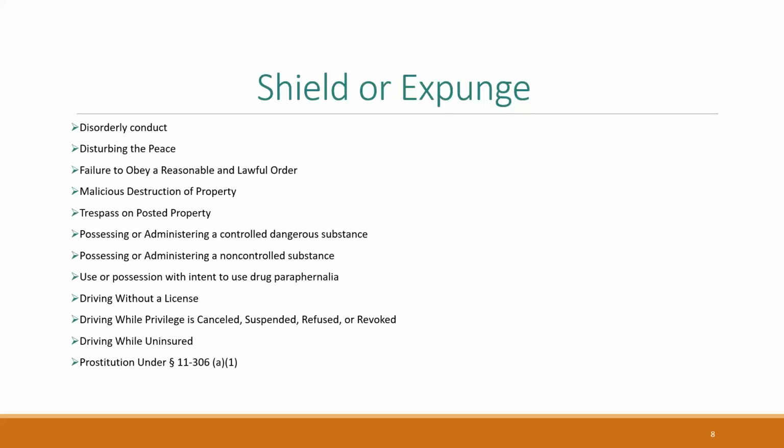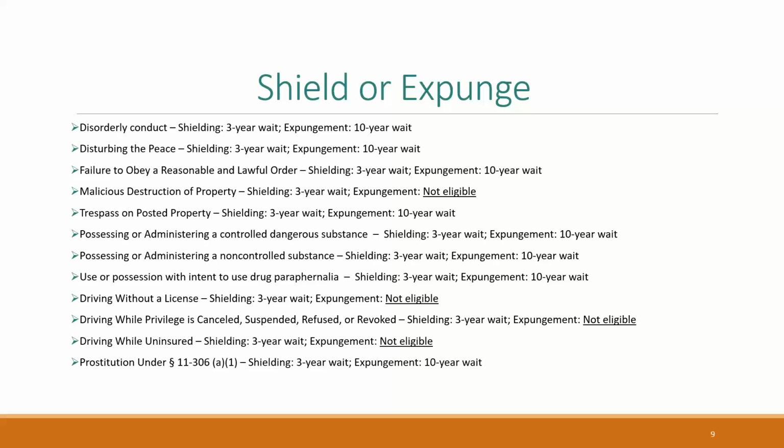This is just the same list of crimes that you were just looking at. This is the full list on one page. And then I'm going to pull up the analysis for all of those specific statutes. So as you'll see, when it comes to shielding, like I said, it's always a 3-year wait from the conviction. And then when you look at expungement, a lot of these have different rules applied to them.